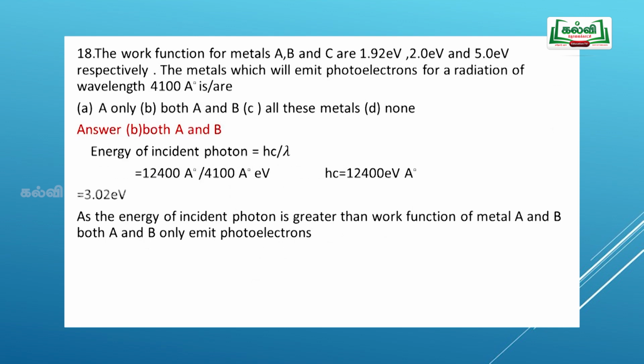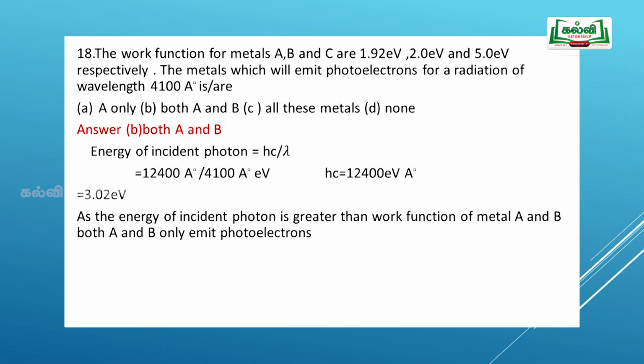So the next question: the work functions for metals A, B and C are 1.9 electron volt, 2 electron volt, and 5 electron volt respectively. The metal which will emit photoelectrons for radiation of wavelength 4100 Armstrong is: option A only, option B both A and B, option C all three, option D none.